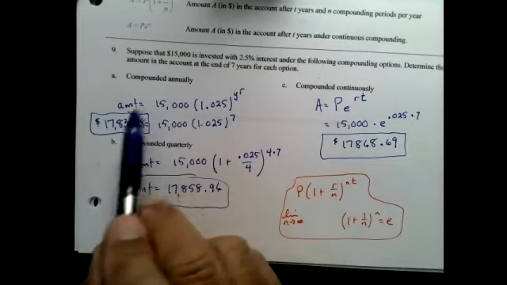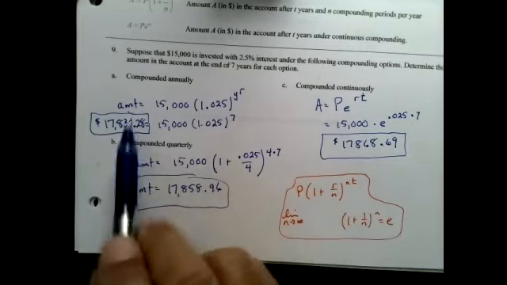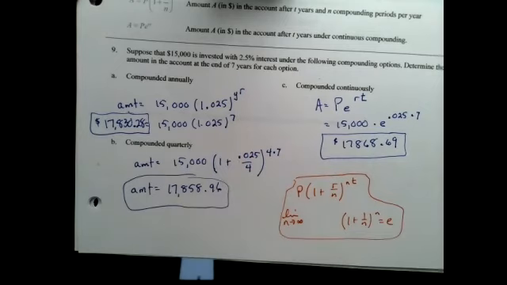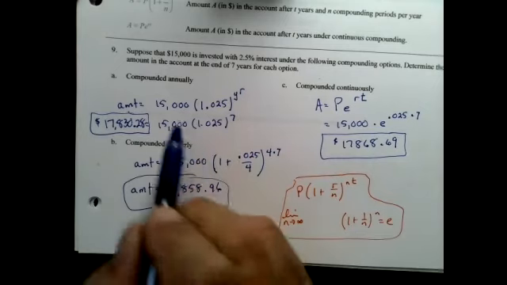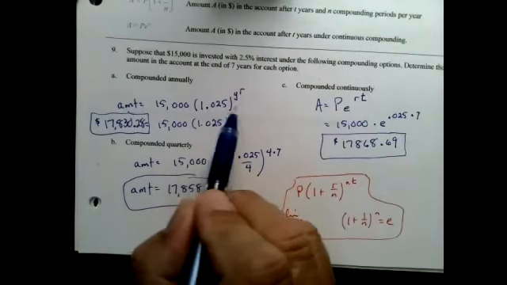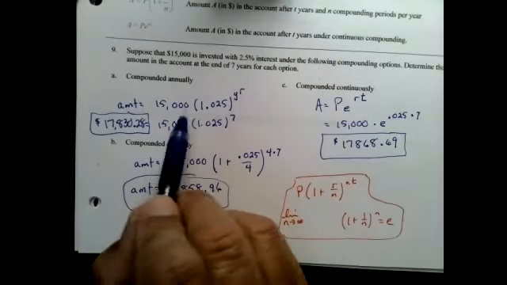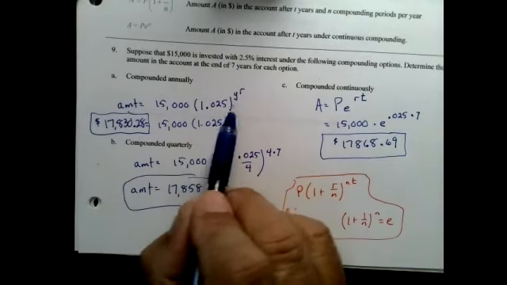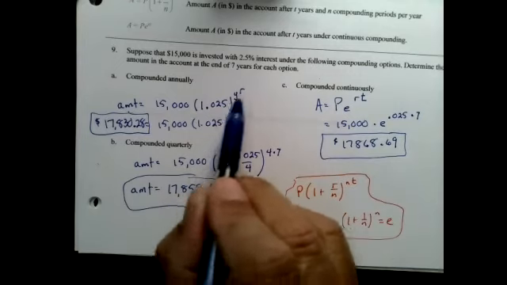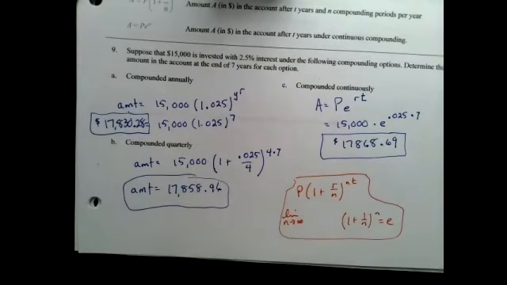So annually was nice and simple, right? Annually was nice and simple. It was my exponential formula, my initial value, my rate of change, over and over and over again. We did that on the paperwork. That was a bunch.